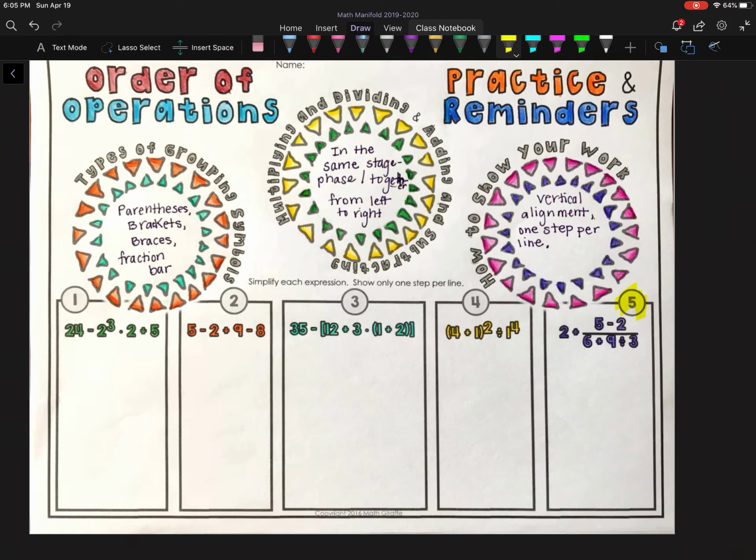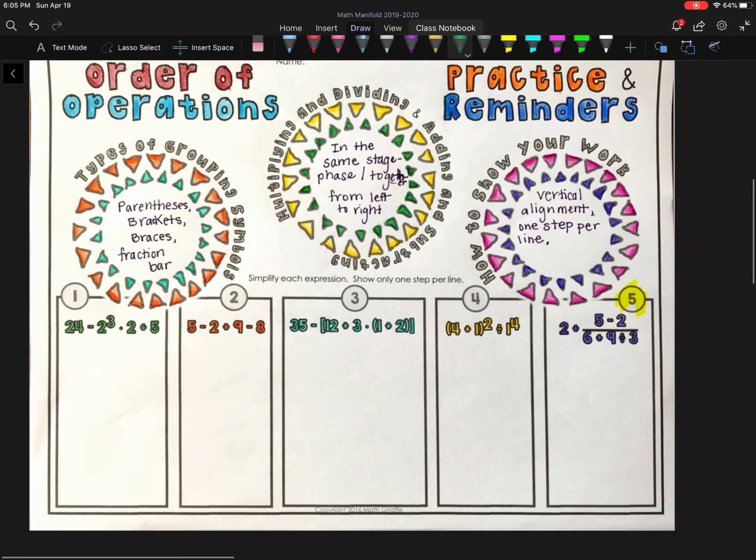Reminding that multiplying and dividing, and adding and subtracting, we always go from left to right. And then we want to make sure we're showing our work by having that vertical alignment. So let's look at number 1 together. With number 1, there are no parentheses, but there is an exponent. So I'm going to start there first.